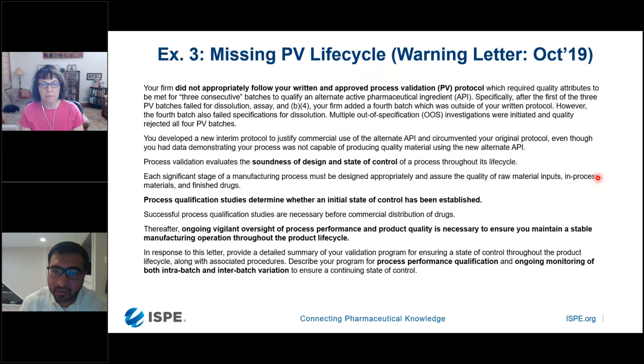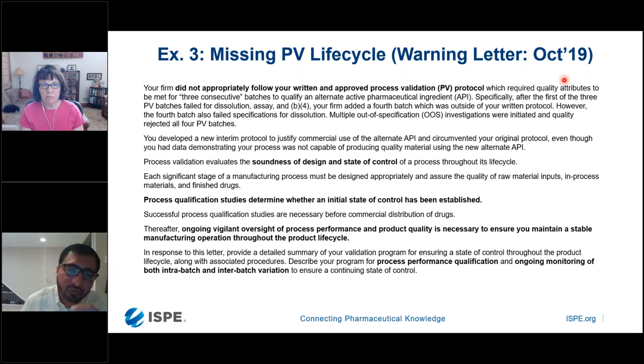Missing PV lifecycle again. This is from October 2019. I specifically picked up a handful of these warning letters so that we get an idea on how gaps in the PV lifecycle approach have been picked up by the FDA.